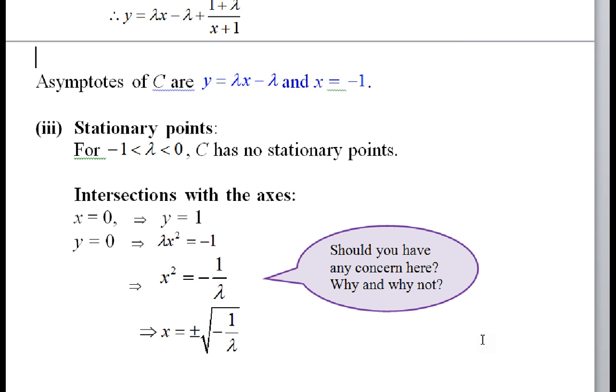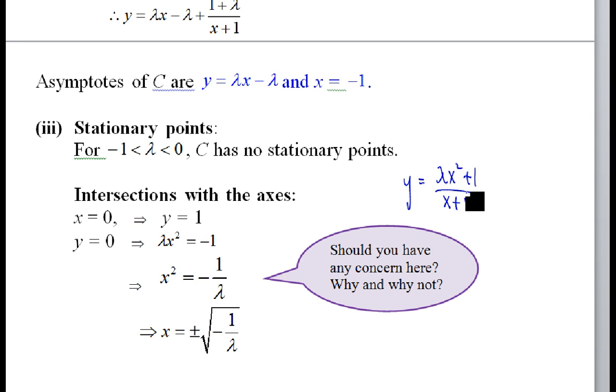Intersections with the axes. Now I substitute x equals 0. Here, I get y equals 1. Easy. Okay? I substitute y equals 0 here. Maybe I substitute in the original form, before we did long division. Let's put it on the same page. Before we did long division, it was this one, correct? So if y equals 0, the numerator must be 0. So numerator equals 0. So I solve, I get x equals plus or minus the square root of negative 1 over lambda, a mouthful.